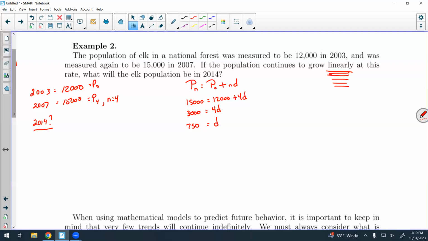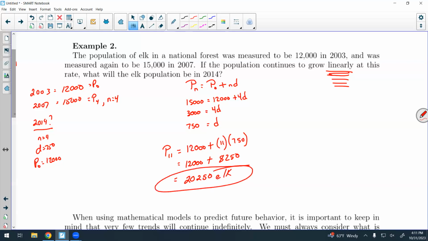How many? 11. So now n equals 11, and I know d is 750, and p sub 0 is 12,000. So p sub 11 is p sub 0, which is 12,000, plus n, which is 11, plus d, which is 750. And we have 12,000 plus 8,250. And we have 20,250. Now, any questions on how we did?